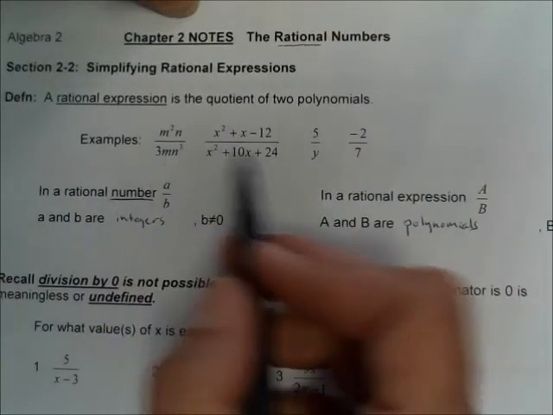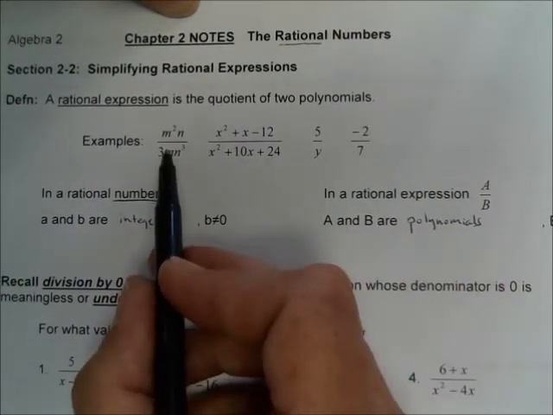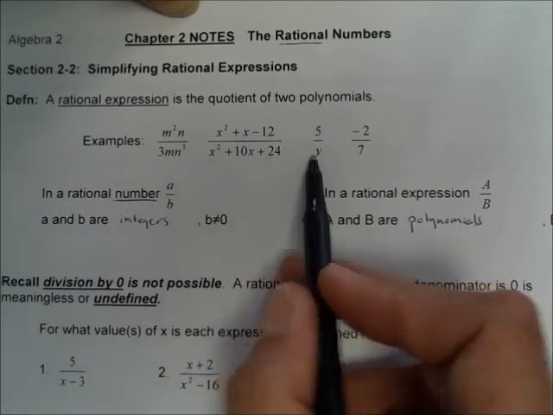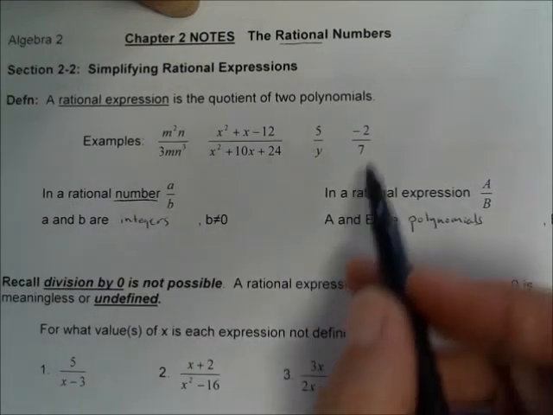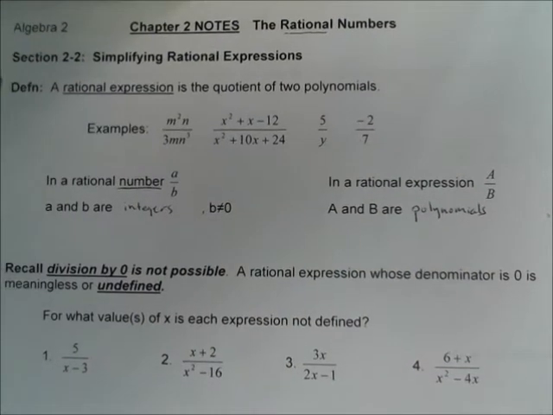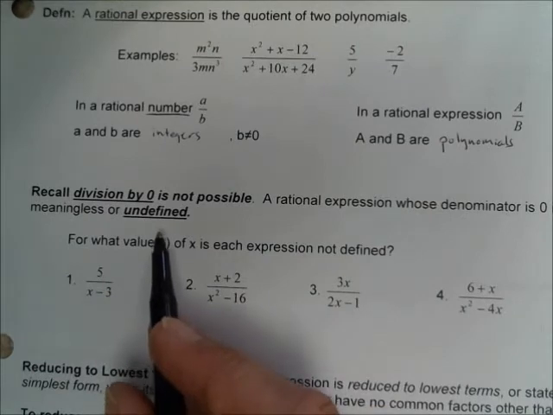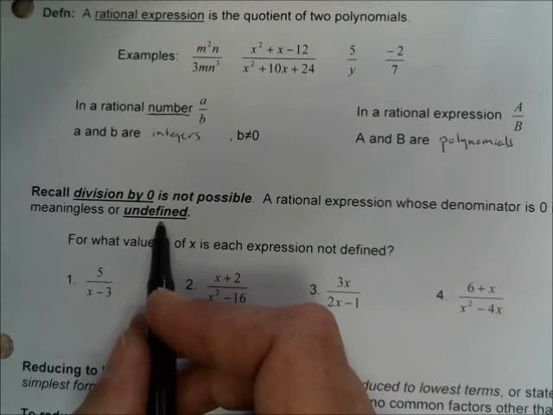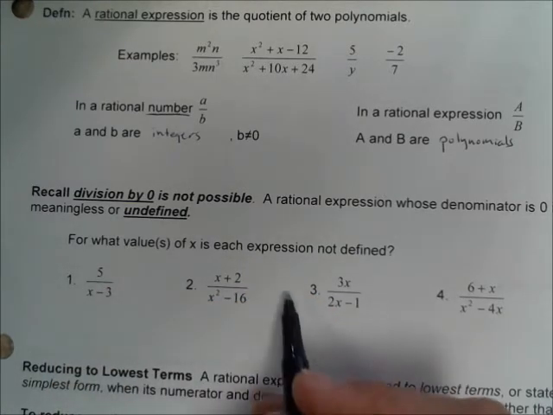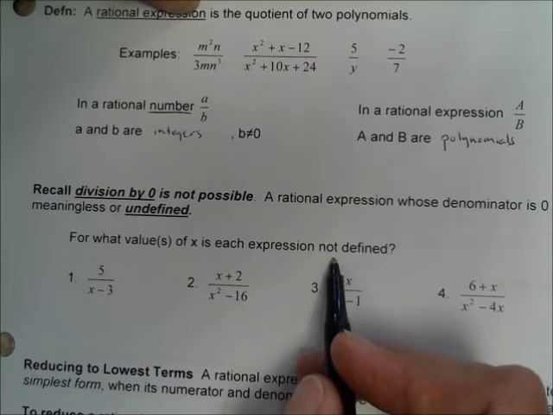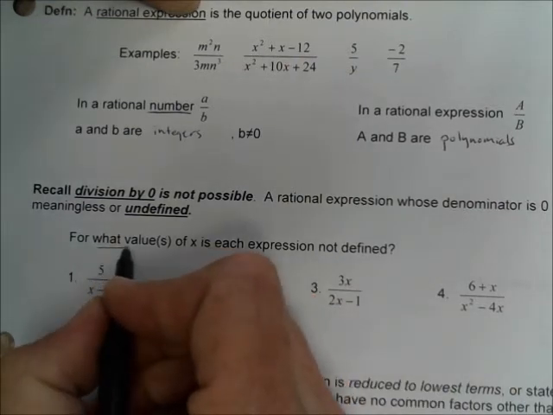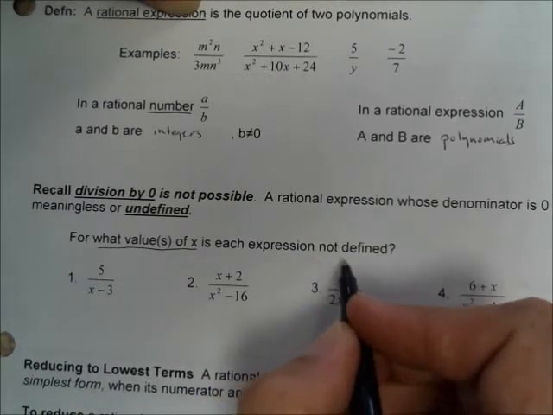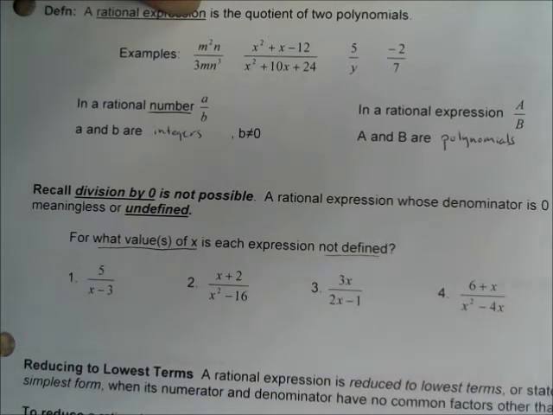So in these examples up here, the first three are rational expressions because we have variables in here, and negative 2/7 is just a rational number because there aren't any variables. Now just remember, you can't divide by 0, it's not possible, and if your denominator is 0, it's really called an undefined fraction, or it's meaningless. Sometimes we're asked the question, for what values of x? For what values of x? So we're going to be solving for x here. Is each of the expressions not defined, or in other words, undefined?